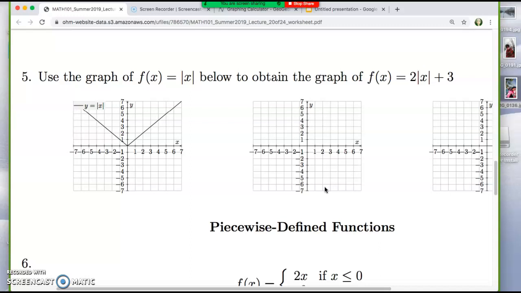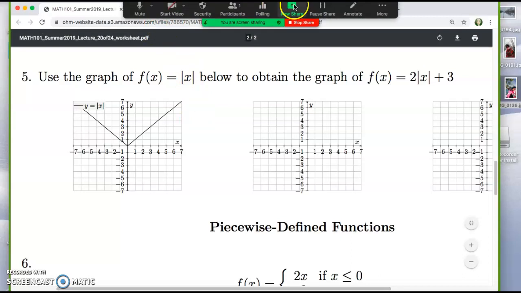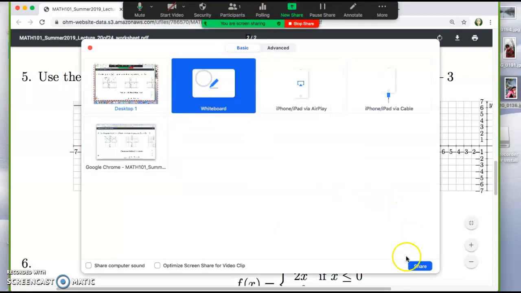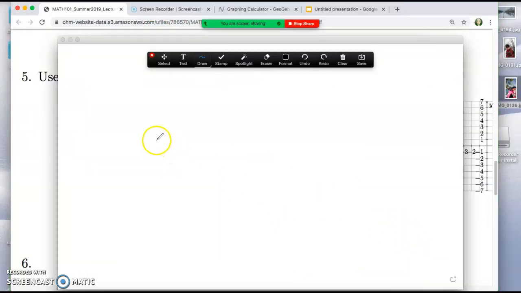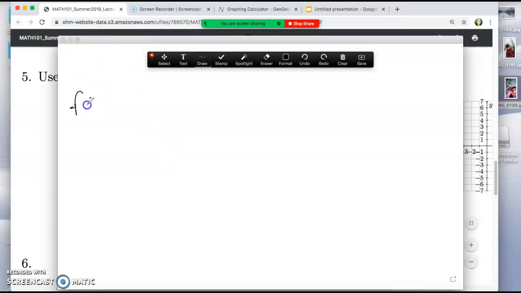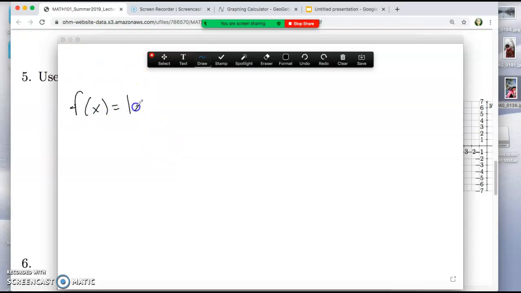Now, there's two different transformations here, right? Not only are we adding a 3, but we're also multiplying by a 2. So there's two different transformations happening here. So let's list them. Let's see what kind of transformations those are. So we have our original function f of x, which is the absolute value of x. Then we have our transformation function, which is f of x equals 2 times the absolute value of x plus 3.